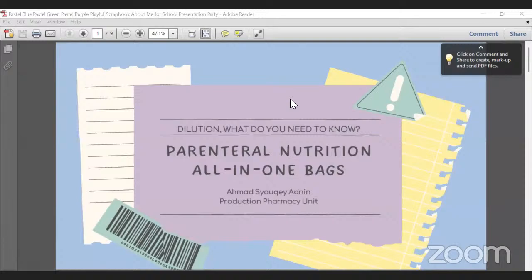So a brief introduction regarding our unit, the production pharmacy unit. Our unit caters sterile preparation products such as parenteral nutrition, especially for adults and neonates, cytotoxic or chemotherapy drug reconstitution, and also other sterile preparations such as eye drops and intravitreal preparations, to name a few. All these preparations are done under aseptic technique in our clean room facilities.